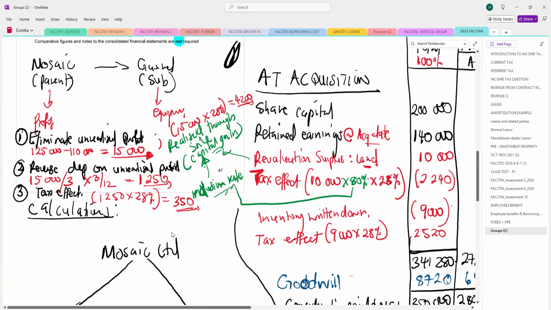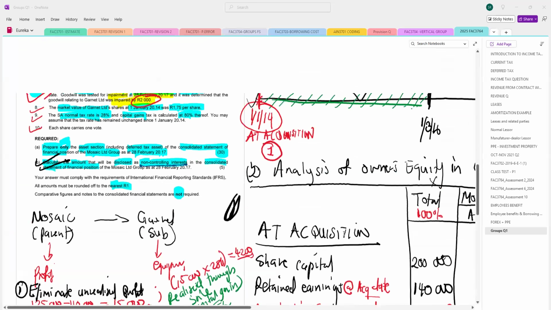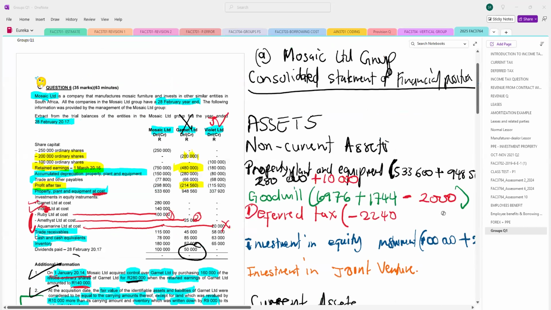So what are we told? Eliminate unrealized profits. So what's going to happen here is that I am going to debit the profits. In this case, it was included in other income. So I was going to debit other income and I was going to credit the actual equipment itself. If I'm crediting an asset, it means I'm decreasing it. So this 15 is going to decrease my PPE. So I'm going to eliminate my 15,000 in my property, plant, and equipment. So I'm going to come here and eliminate this.